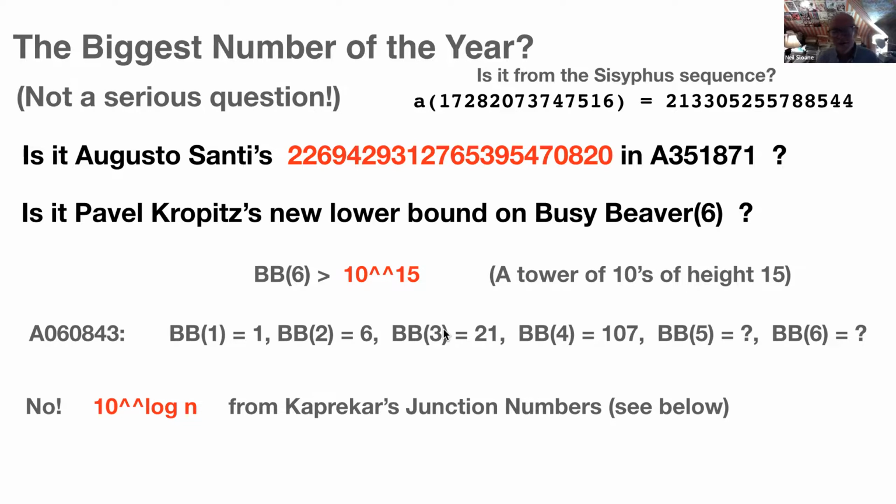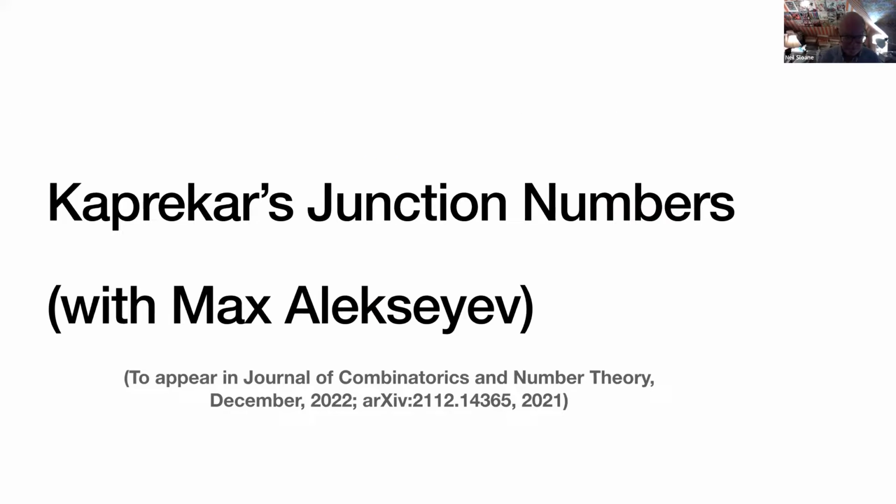So anyway, that's not the biggest number, because in the next section, talking about Kaprekar's junction numbers, we get a lower bound of 10 to the... we get a sequence. It's A6064, which grows like 10 double up arrow log n. So it's a tower of 10s of height log n, log base 2 of n. And so this is the next section, Kaprekar's junction numbers, joint work with Max Alexeyev.